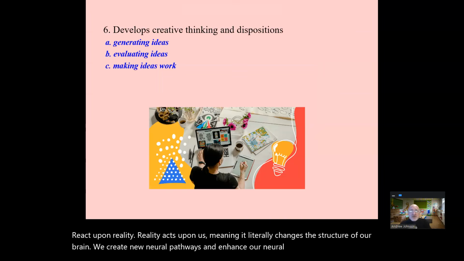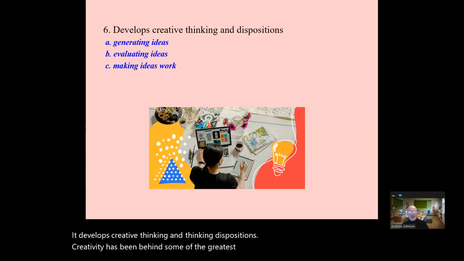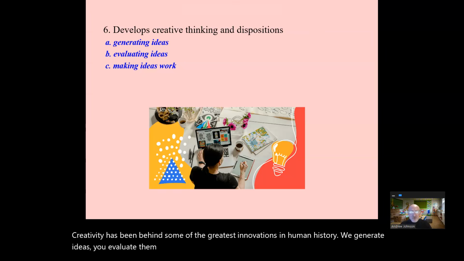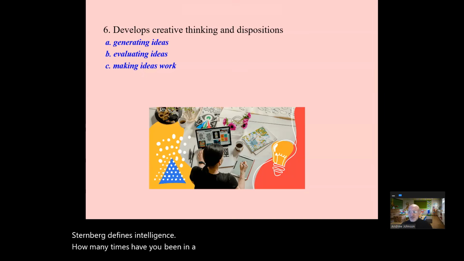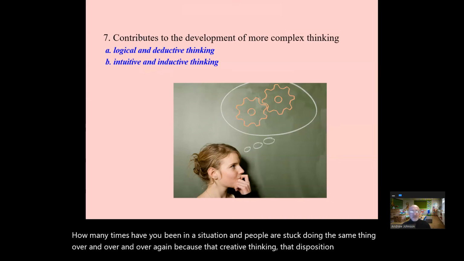It develops creative thinking and thinking dispositions. Creativity has been behind some of the greatest innovations in human history, where you generate ideas, you evaluate them, and then you make them work. That's how Robert Sternberg defines intelligence. How many times have you been in a situation and people are stuck doing the same thing over and over and over again because that creative thinking, that disposition has not been cultivated?